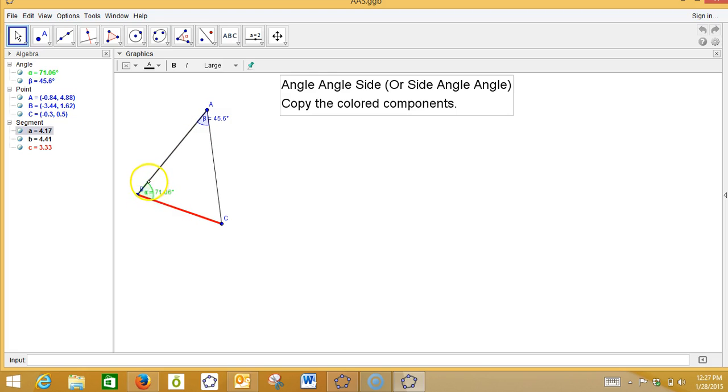Angle, side, angle would be like this angle here, the side in between this angle here as well. So our angle, side, angle. So make sure you understand that order thing. Okay, let's construct this one.